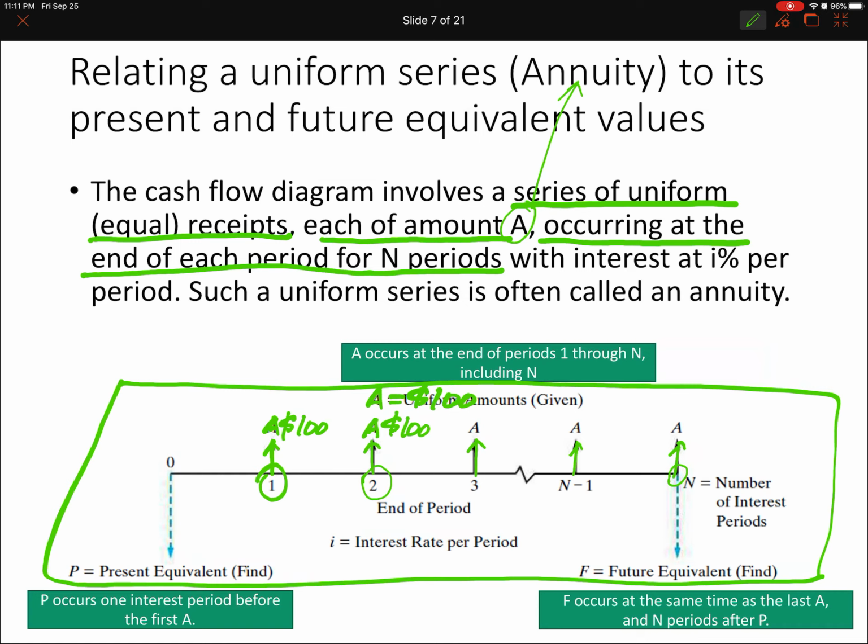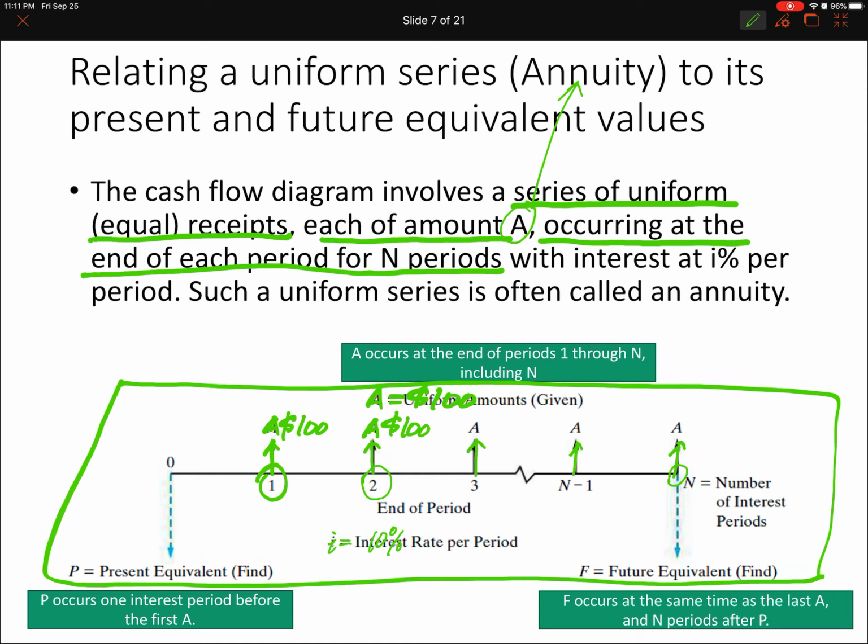be 100 every period, so that you don't have to write the 100 many times. And also, if you want to draw this type of diagram, you need to label your I. Maybe your I is 10%. You just write it either beneath this timeline or above.